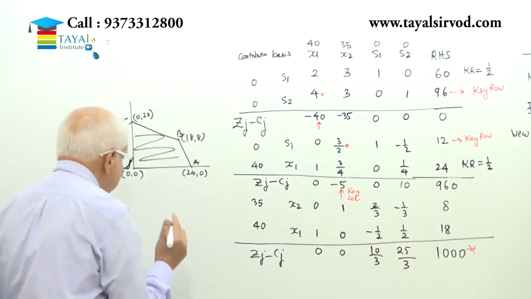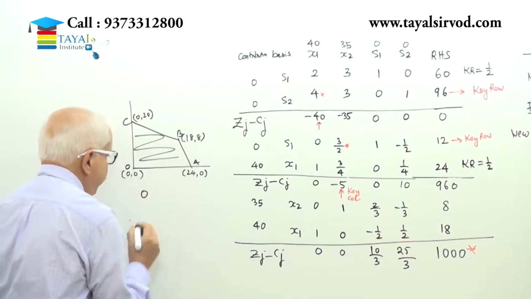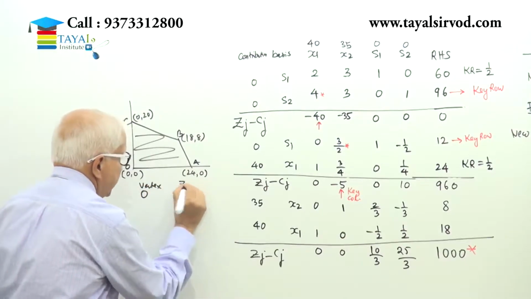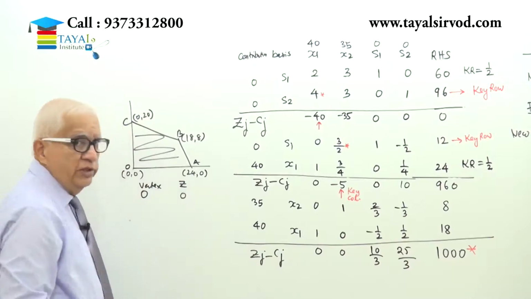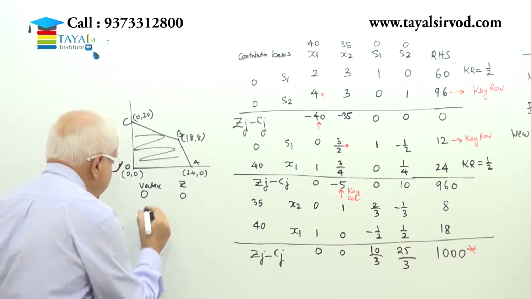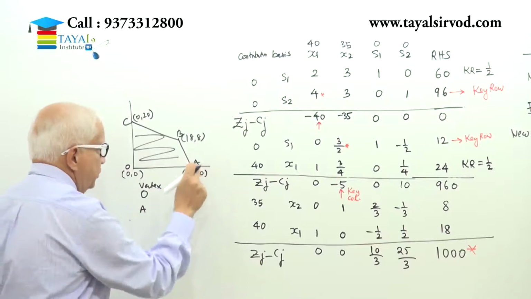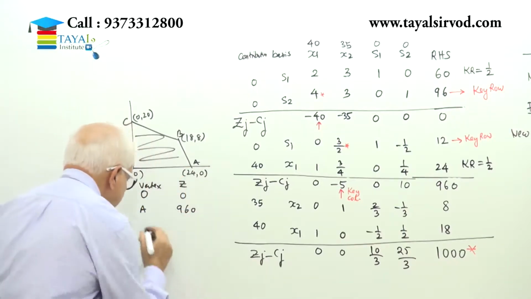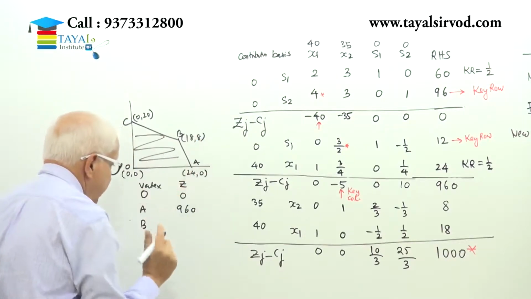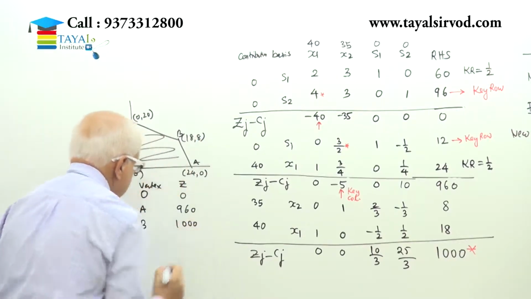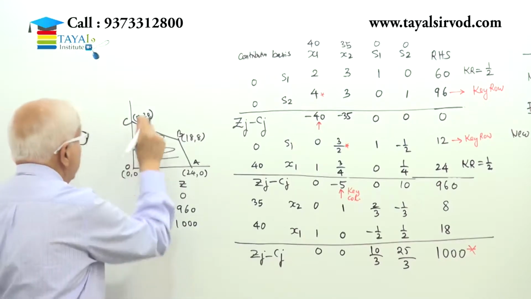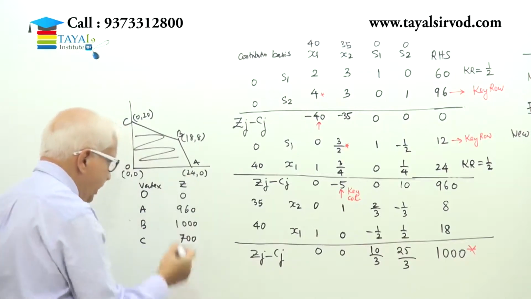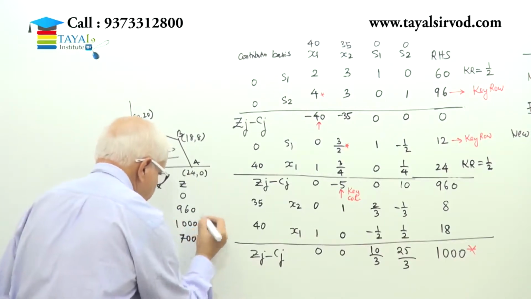Now whatever the values at these various points, at O, this is the vertex and this is the zeta value. At O, the value of zeta was 0. At point A, this 24 0, the zeta value was 960. At point B, that is 18 8, the zeta value was 1000, and at point C over here, the zeta value was 700. And we said by examining this column that this is the optimal solution.